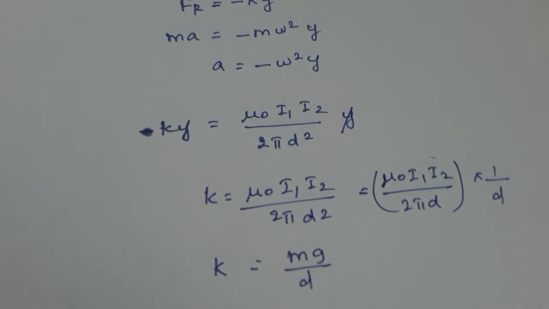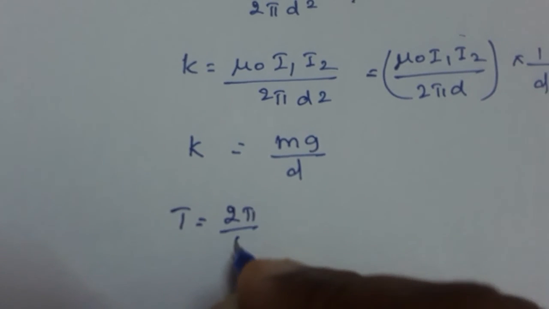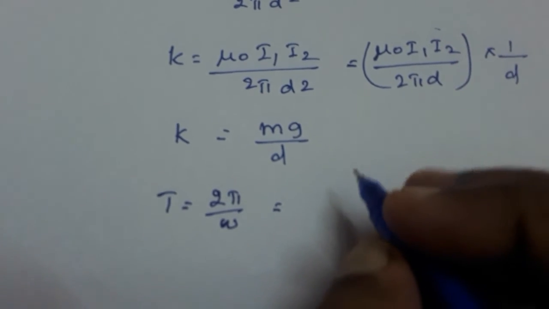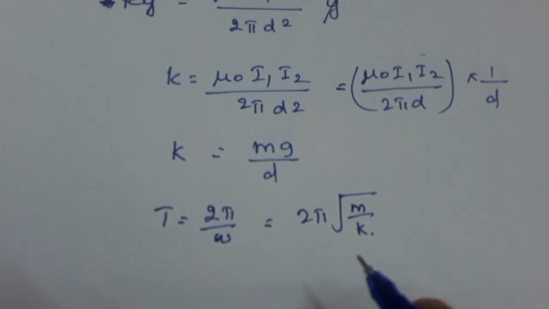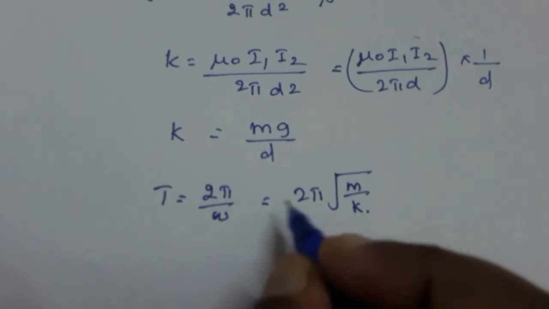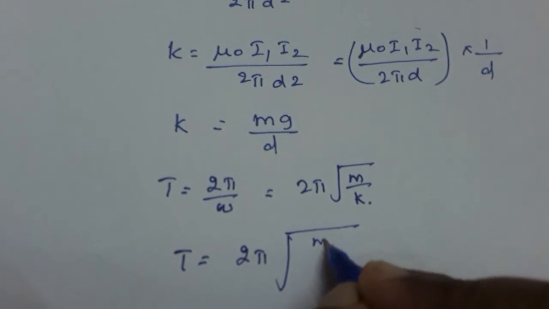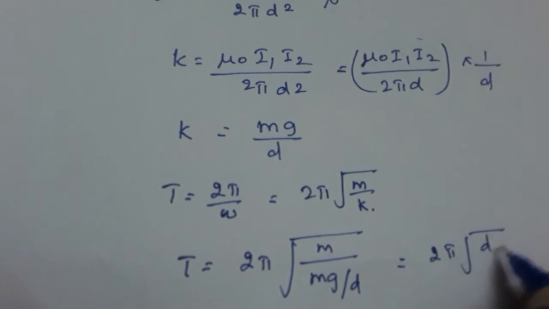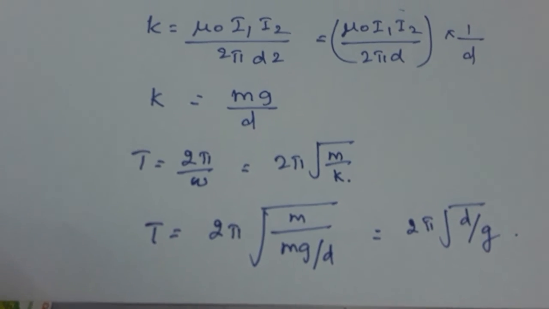What is the time period? T is equal to 2 pi by omega, which can be written as 2 pi into root of m by k. Here omega is root of k by m. So here m by k, where k is mg by D. So T is equal to 2 pi into root of m by mg by D, which is equal to 2 pi into root of D by g. So this is the time period of oscillation we have found for this question.